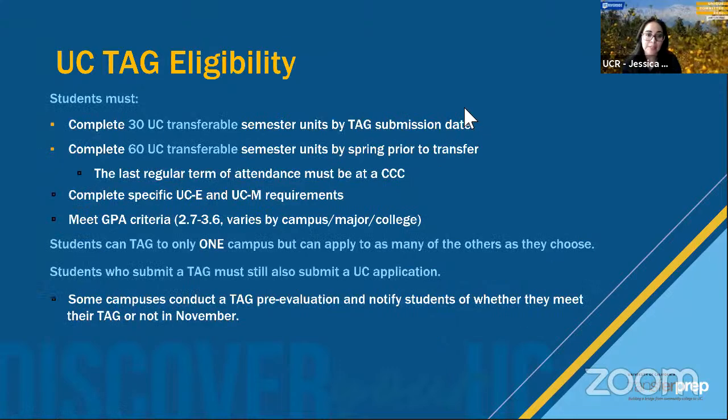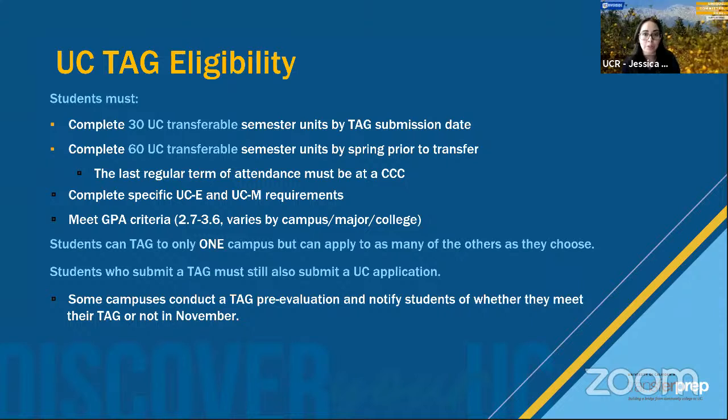So a couple more things with TAG eligibility. You have to have at least 30 semester units completed at the time of your TAG submission date. So for any of you that are planning to apply for fall 2022, you want to have at least 30 transferable units completed by September when the TAG filing period opens. Then you must also still plan to complete your remaining 60 units by the spring prior to transfer. So essentially by spring 2022, you should plan to have your 60 units completed.